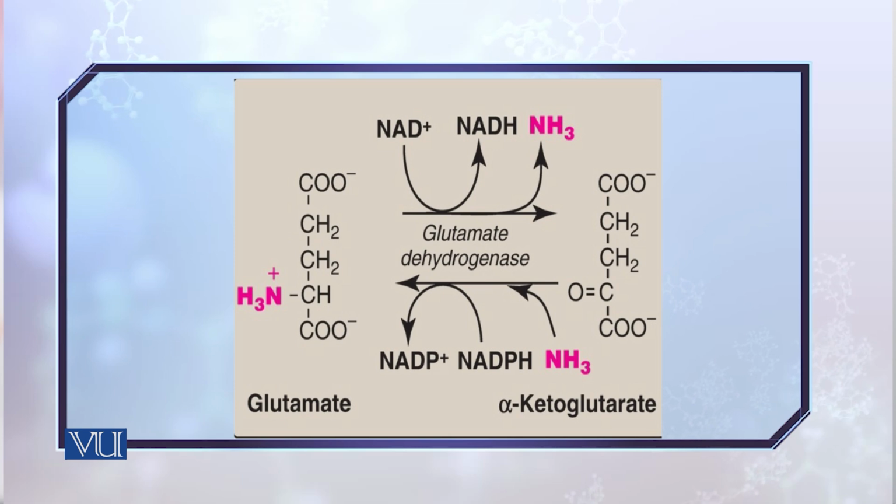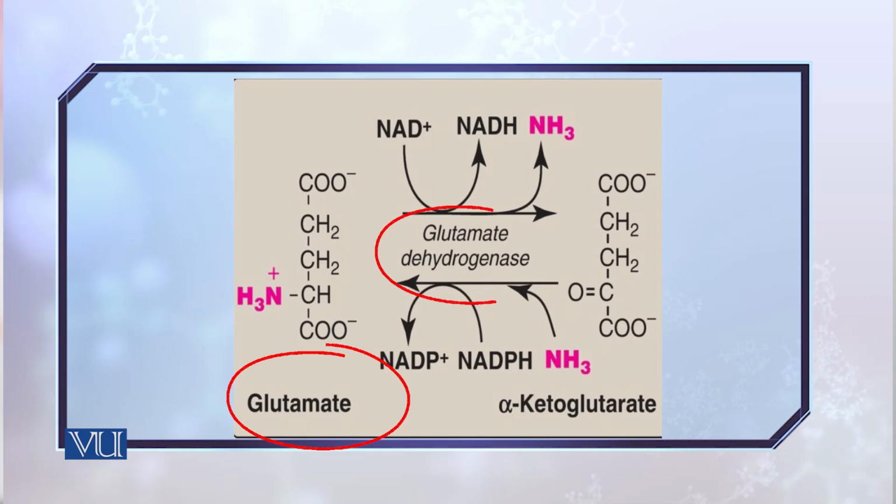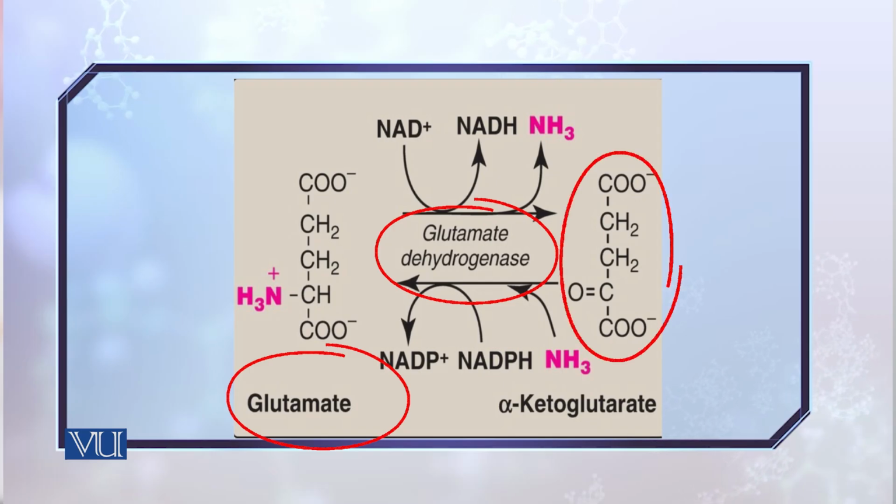So, if I can show you here, this is the glutamate, let us say you get it from the transamination of any other amino acid, and this glutamate, under the action of glutamate dehydrogenase, gives you alpha ketoglutarate, and as a result, the ammonia comes out, and this ammonia is then excreted from the body through the urea cycle in the form of urea.